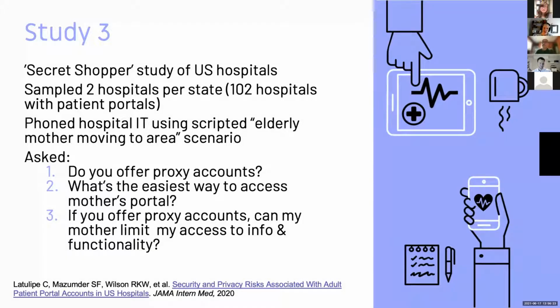So the third study in this patient portal series was this secret shopper study. We realized that there were definite issues with security around proxy access to patient portals, and so we really wanted to see what's happening with patient portals in the US. We called 102 different hospitals, 2 per state, including DC. Basically, this was secret shopper because there was deception involved. We were pretending to be a person whose elderly mother was moving into the area where the hospital was located and was looking to get set up with a new health system.